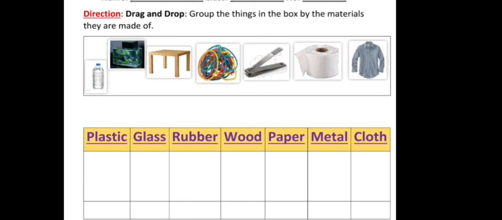Okay, this is the first thing, water bottle. Next is aquarium glass. Next is wooden table. Next is rubber band. Next is a nail cutter. And next is tissue. And the last is a shirt.